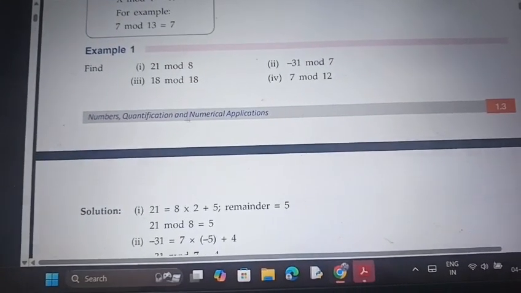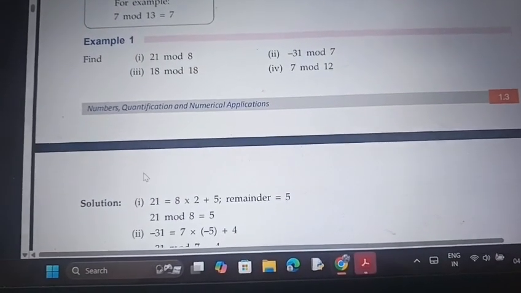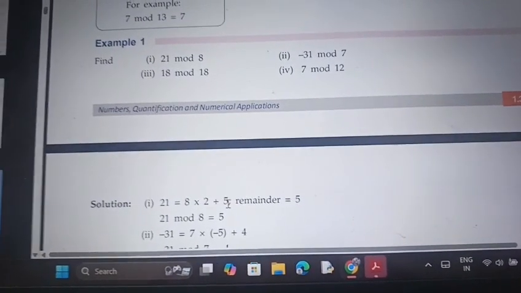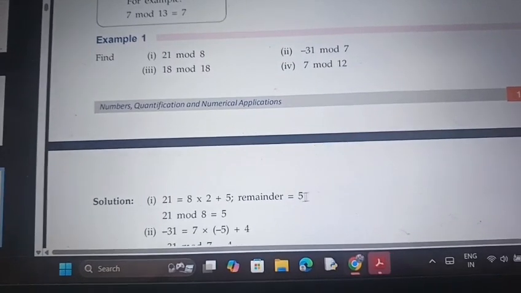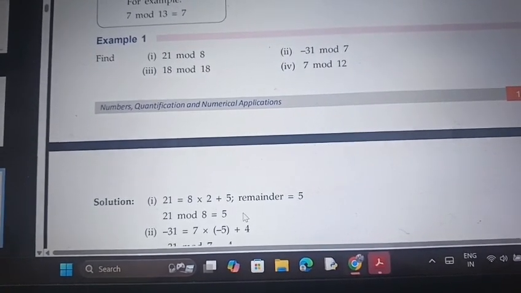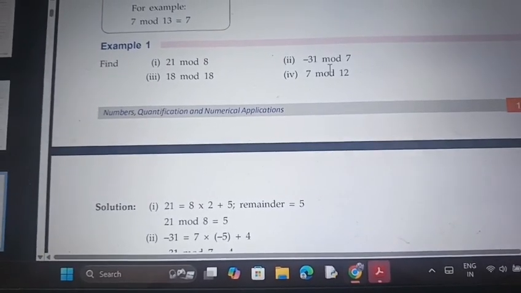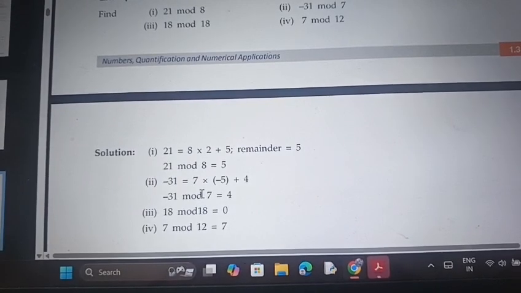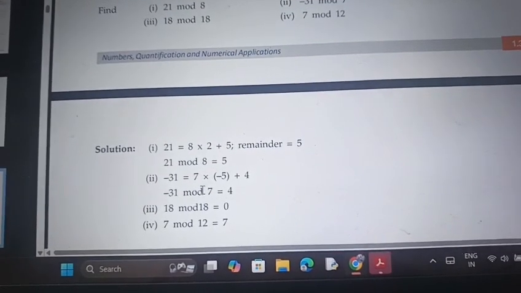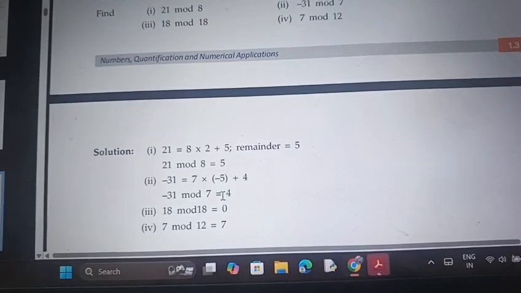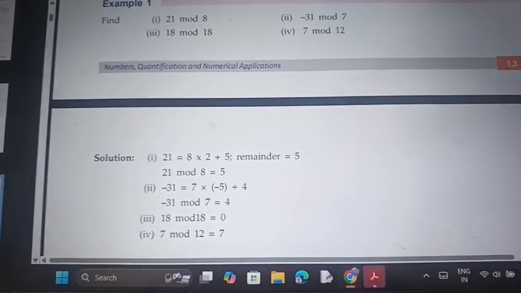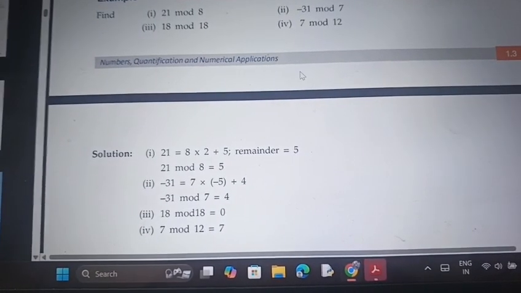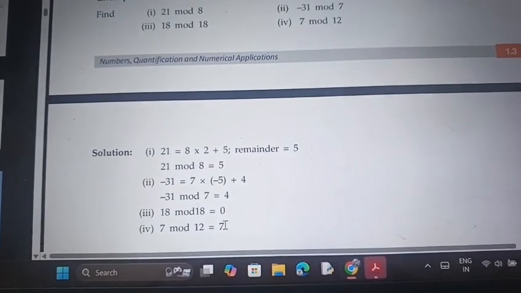Example 1. Find 21 mod 8. Solution. First, 21 is equal to 8 into 2 plus 5. Remainder is equal to 5. So 21 mod 8 is equal to 5. Second, minus 31 mod 7. Minus 31 is equal to 7 into minus 5 plus 4. So minus 31 mod 7 is equal to 4. 18 mod 18 is equal to 0. 7 mod 12 is equal to 7.